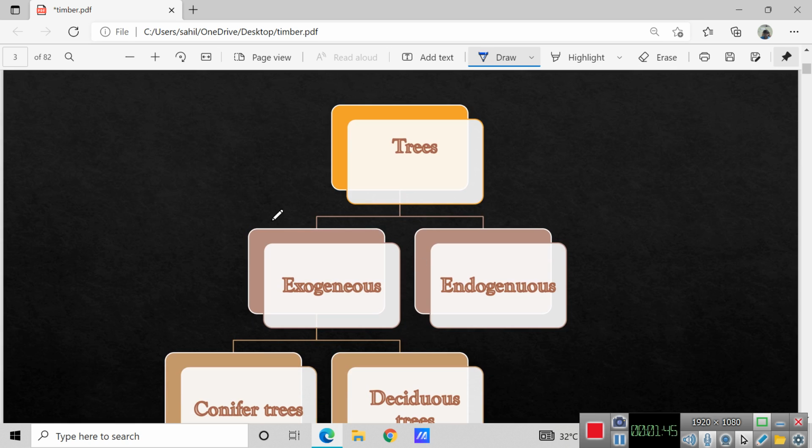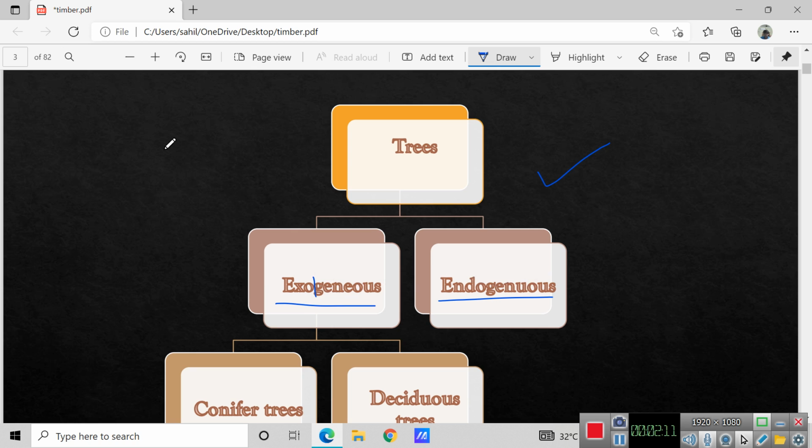Now in the next slide there is a flow chart which shows the classification of trees on the mode of growth. Trees can be divided into two parts, exogenous and endogenous. What is exogenous? In the name itself it is mentioned, exo and endo. Exo means outward growth and endo means inward growth.